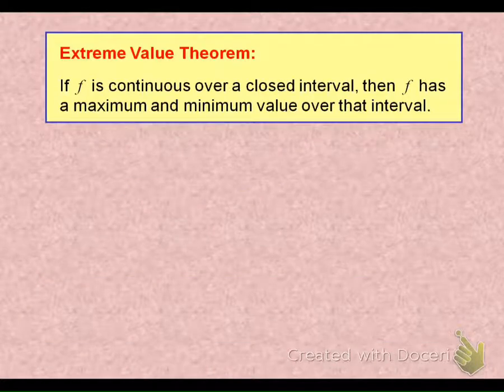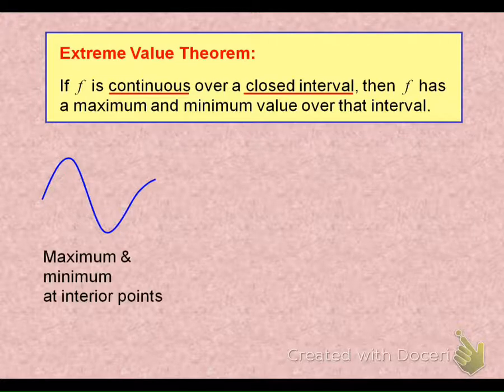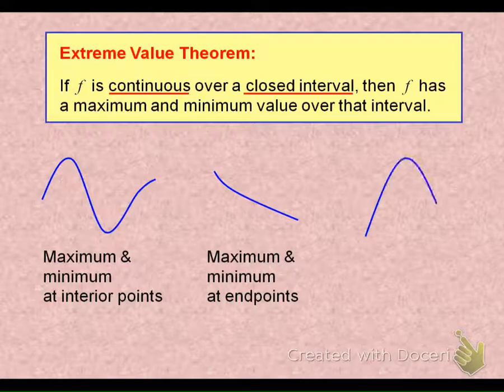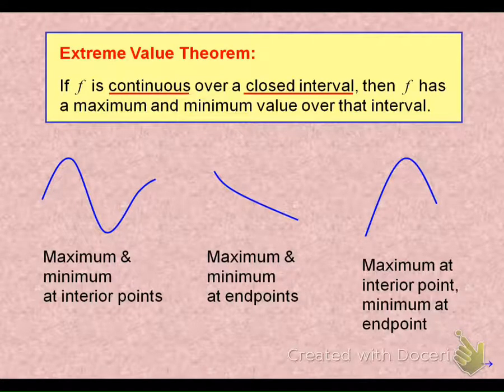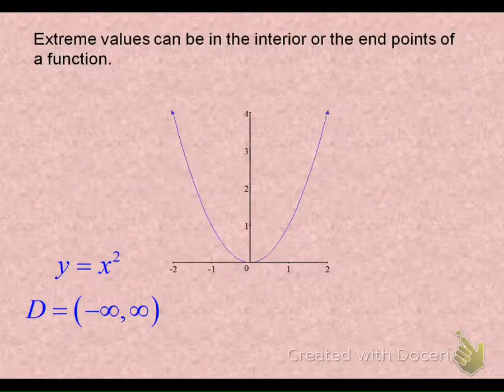So here's a theorem that you need to know, the extreme value theorem. As long as f is continuous over the closed interval, then f has both a max and a min over that interval. So that's very important. Okay, max and min at interior points, max and min at the endpoints. And over here, we have a max at an endpoint, or a min at an endpoint, and a max at an interior point. So these are the different looks that you're going to see when you're viewing functions. Okay, and so we can have extreme values in the interior or the endpoints of a function.